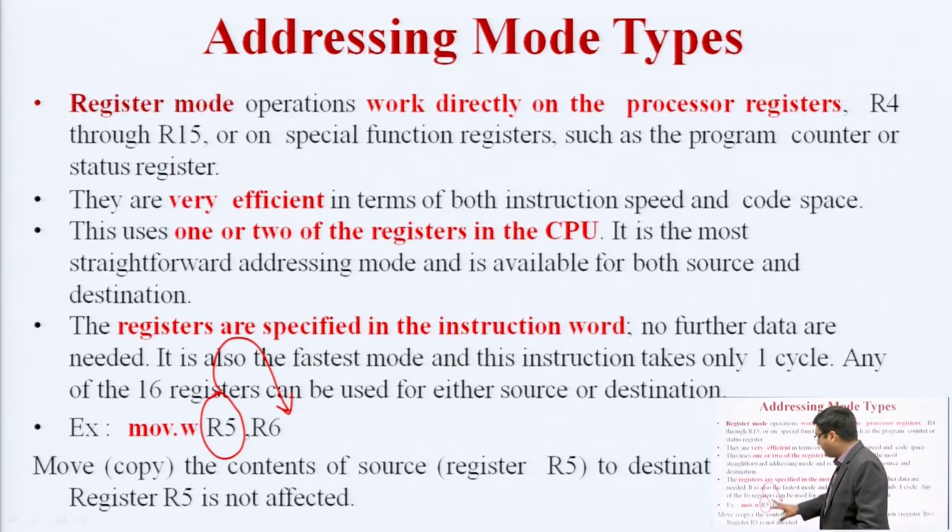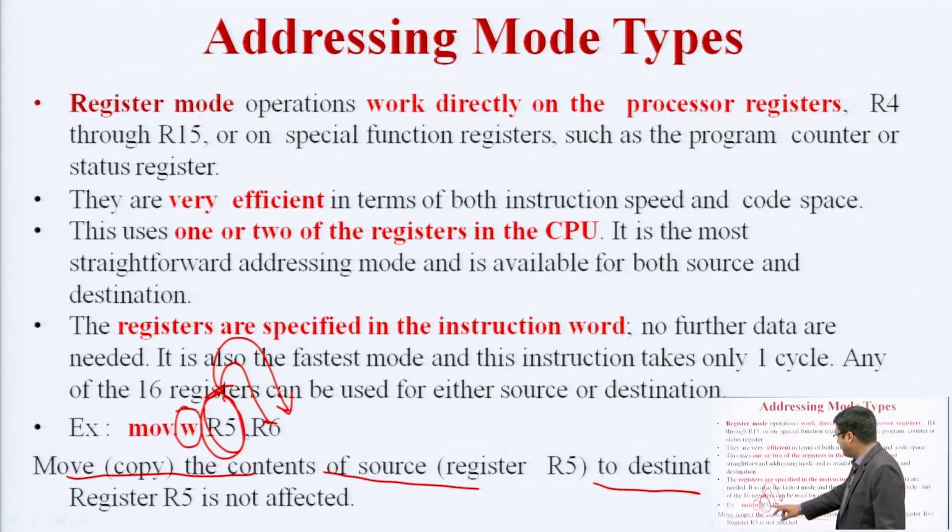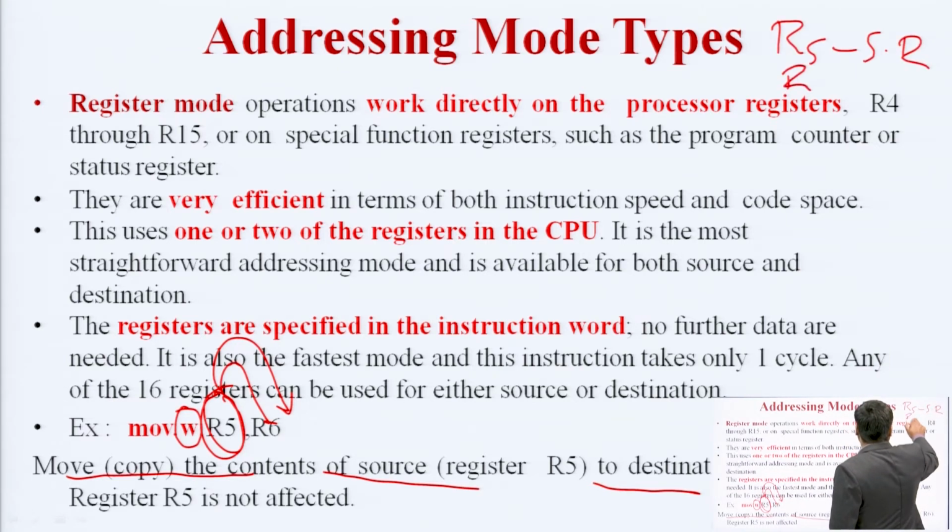So we can say that we can accommodate all the 16 values from R5 into R6. That's why we represent W here. W represents that we are dealing with 16 bits of data. Basically, MOV means move, or we can say load or copy, the contents of the source register into the destination register. So R5 is the source register and R6 is the destination register.